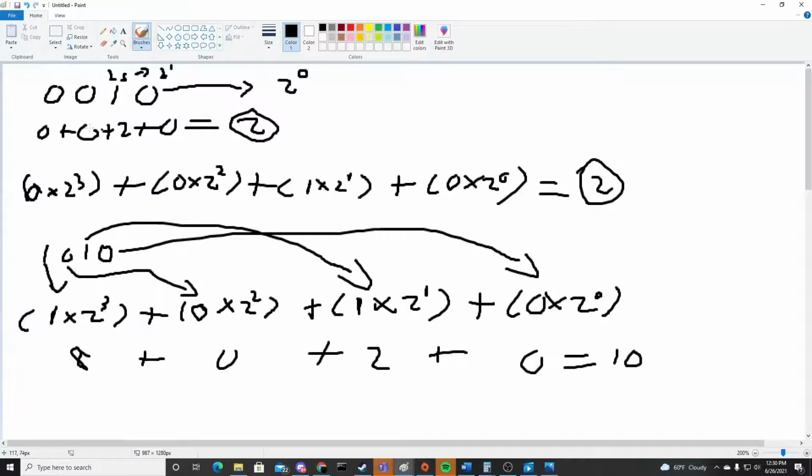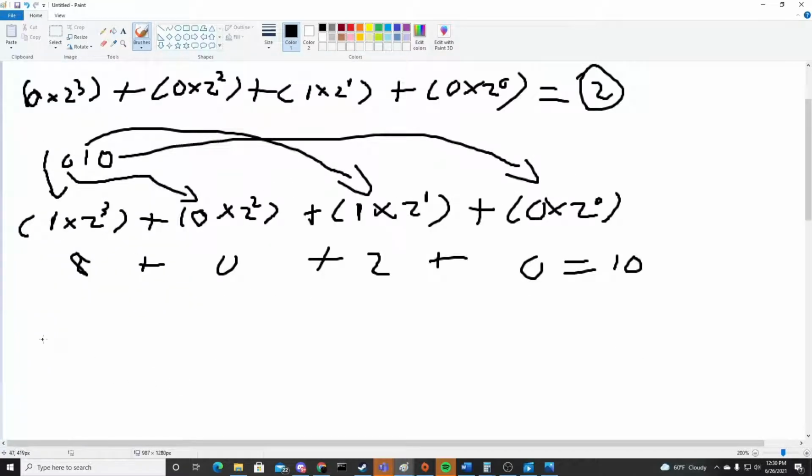Now, we're only working with a 4-bit number here, but if you added more bits, like you had an 8-bit number instead, so you had 0, 0, 0, 0, 1, and we had 1, 0, 1, 0.